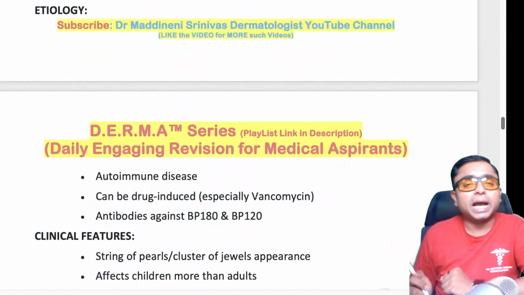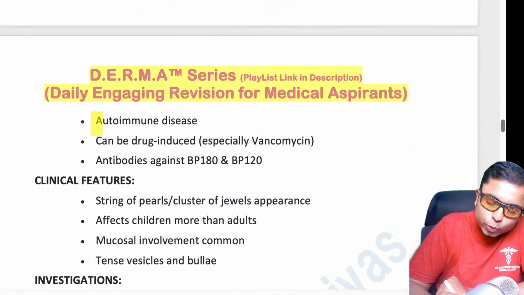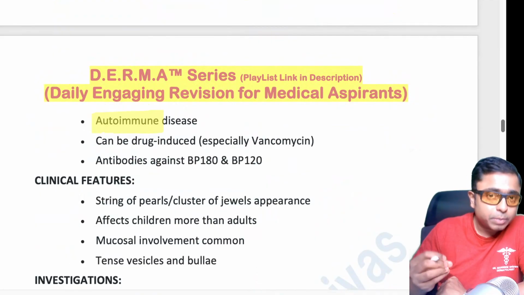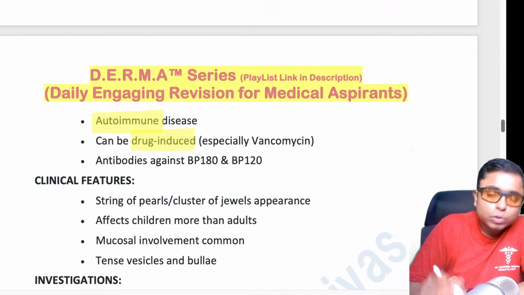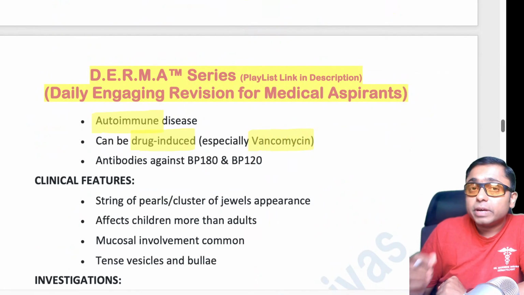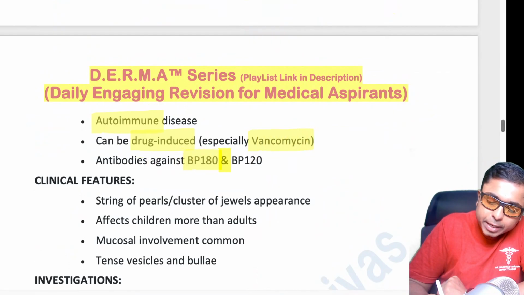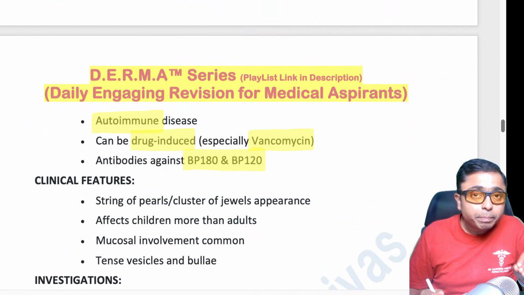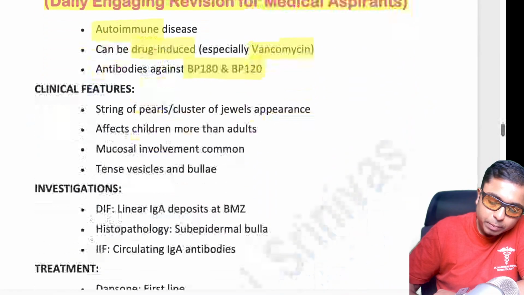Next is linear IgA disease. Remember, student, this is an autoimmune condition, and in the children we call it chronic bullous dermatosis of the childhood. It could also be drug induced, where vancomycin is a very important drug, and antibodies are seen against BP180, that is BPAG2, and also BP120.